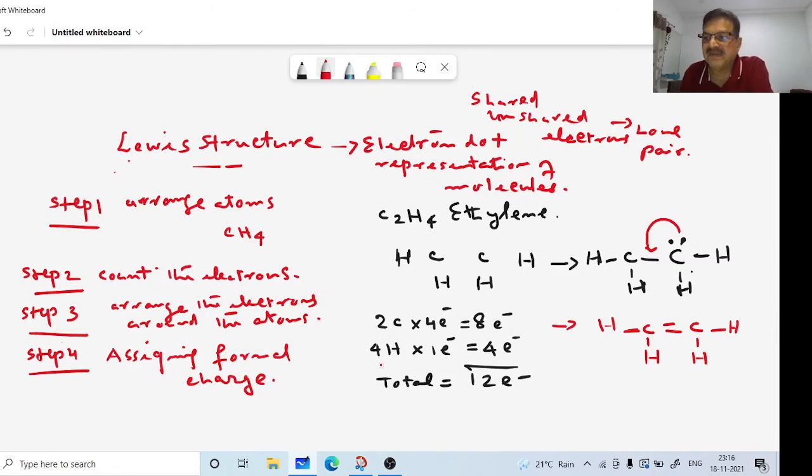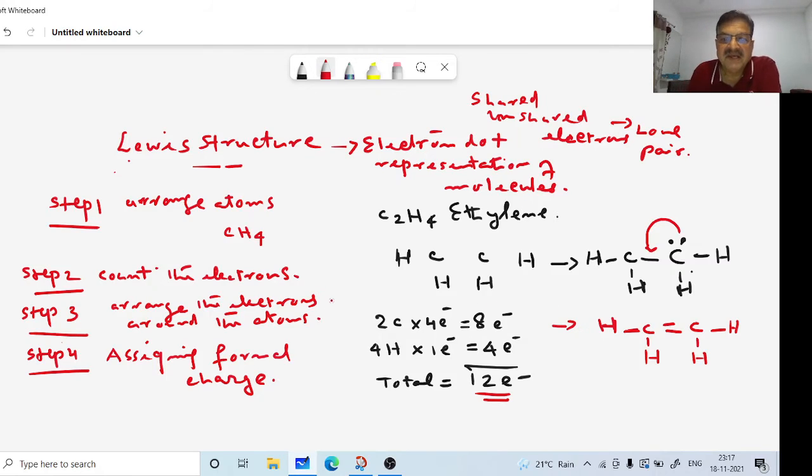This is the structure here. Then there is a double bond. Now here each carbon atom has got 4 bonds here. Okay, and this uses all the 12 electrons. We have 12 electrons here. All the 12 electrons are used here, and each carbon atom is having 4 bonds. This is how the Lewis structure of ethylene is to be drawn.